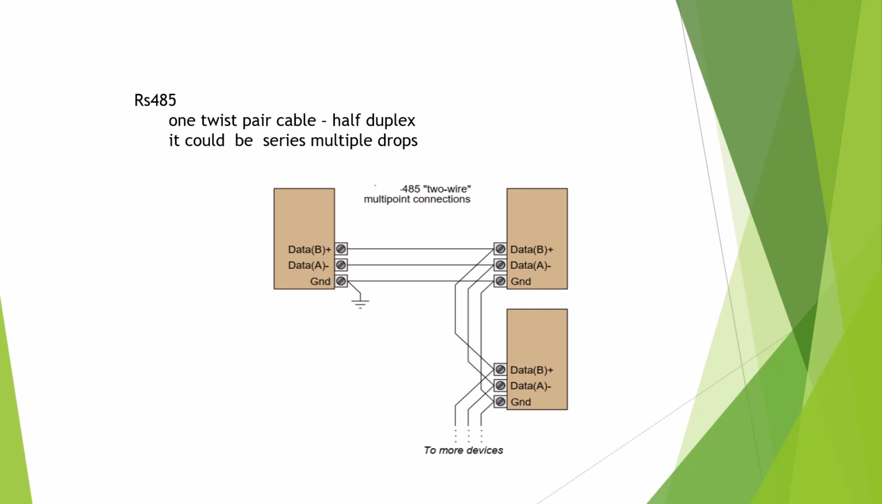RS485 is half duplex. Half duplex uses one twisted pair cable, and it can be a serial multi-drop connection. Here, the data line goes to device A, device B, device C, all using RS485. In the multi-drop connection, B positive goes to B positive, and so on. This is called multi-drop.